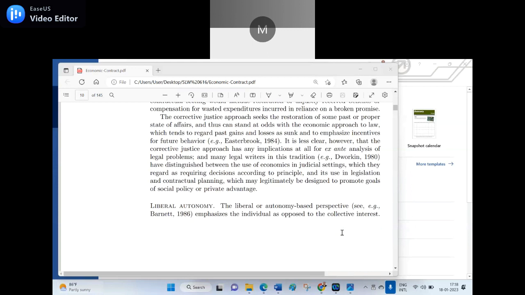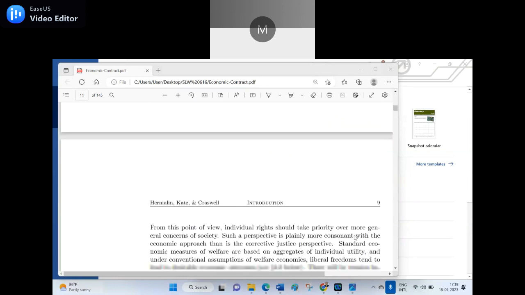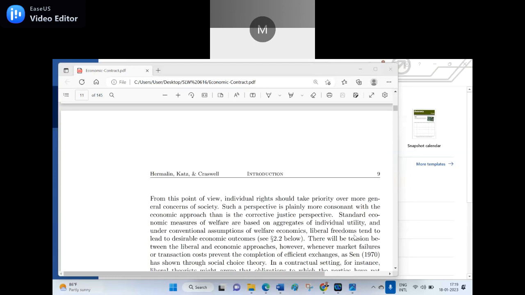Now liberal autonomy, second point. First is the corrective justice, second is the liberal autonomy. The liberal or autonomy-based perspective emphasizes individuals as opposed to the collective interest, and they say from this point of view, individuals' rights should take priority over more general concerns of society.